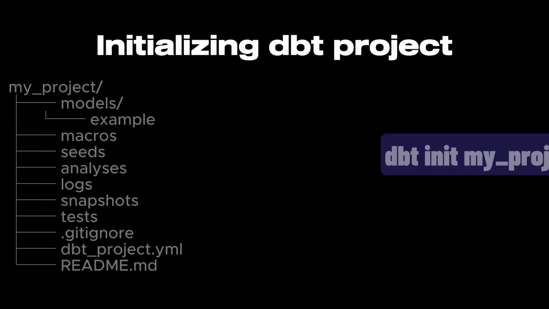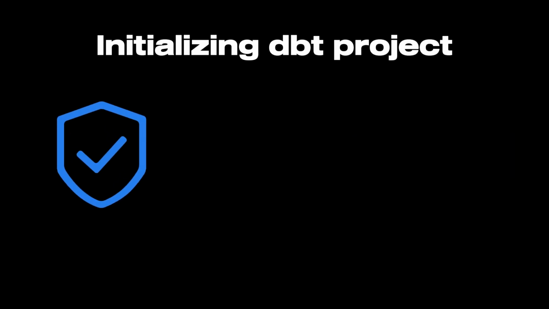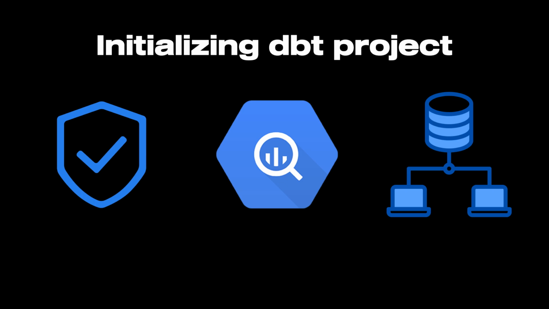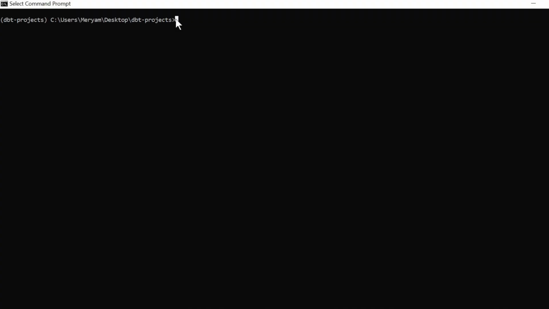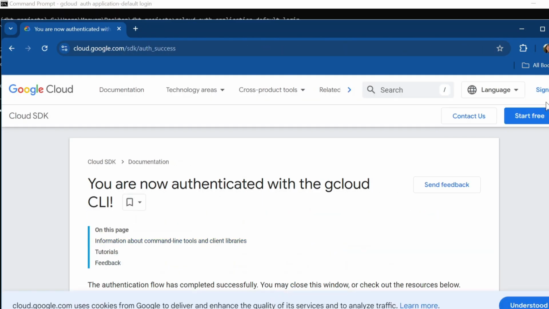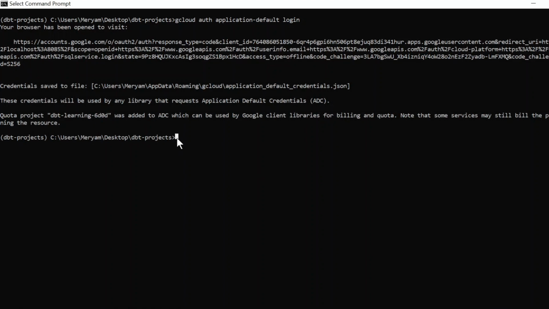But before that, we need to authenticate with Google Cloud because we will be using BigQuery as our data warehouse, and we need to be authenticated in order to set up the database connection. To authenticate with Google Cloud, we use the command gcloud auth application-default login. This will open a browser where you can select your Google account and allow access. Once authenticated, use the command dbt init followed by the project name to initialize the project. I will call mine first project.